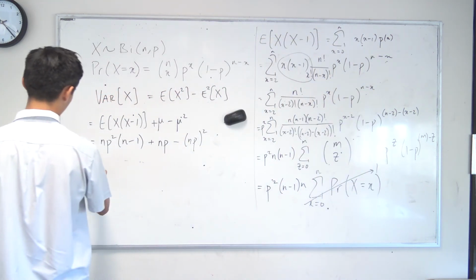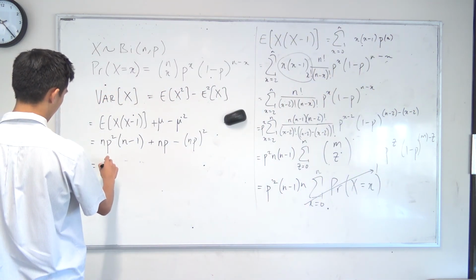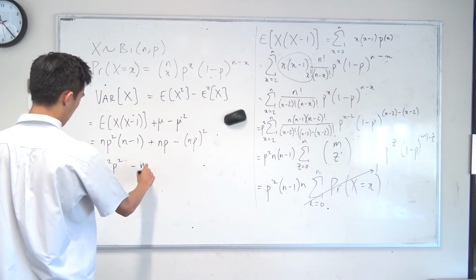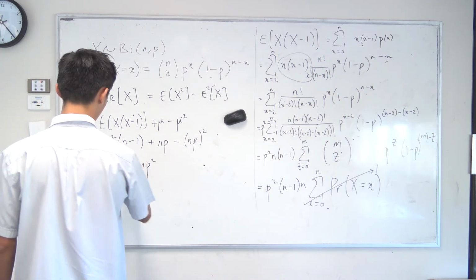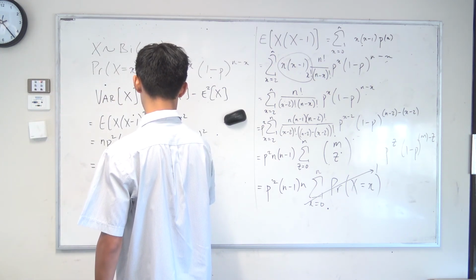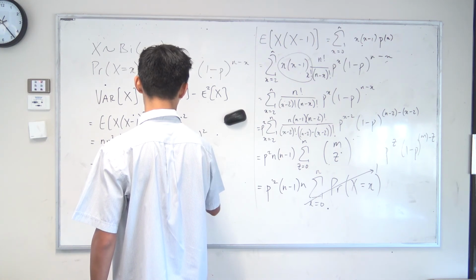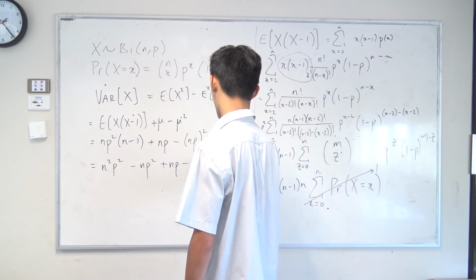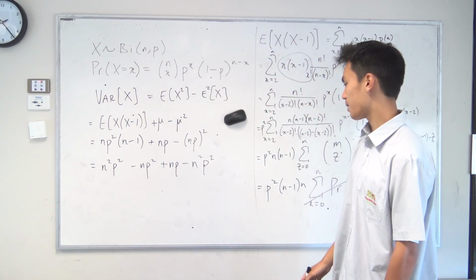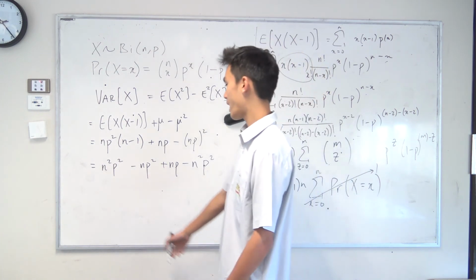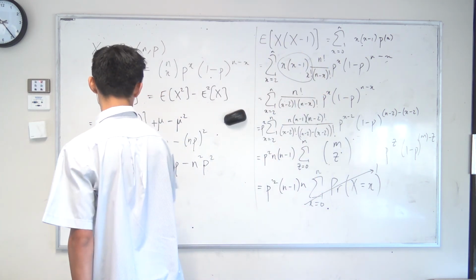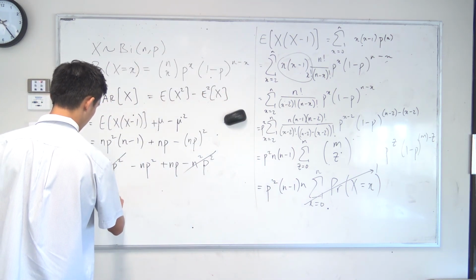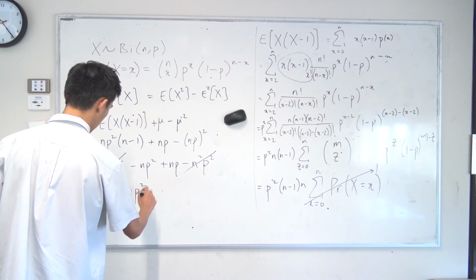And we can leave it like that if we want to, but we can actually simplify things a bit further. If we expand out this bracket, we're going to get n squared times p squared, negative 1, so we're going to have minus np squared like so. And then we're going to have plus n times p minus, let's expand out this thing right here, so negative n squared times p squared like so. And the nice thing is this negative n squared p squared and this positive n squared p squared will actually cancel each other out, leaving us with n times p minus n times p squared.